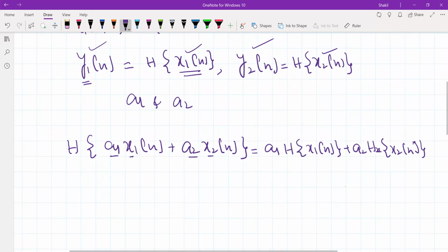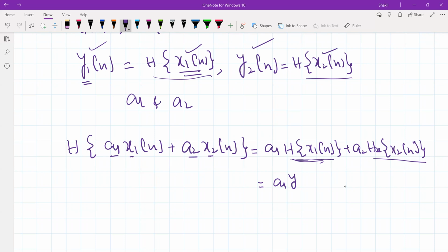So what's going on here? When we apply the weighted sum of inputs to the system, the output is simply the weighted sum of the responses for the individual inputs. The response for x1n is this, and similarly the response for x2n is this. So when the input is a weighted sum of inputs, the response is the weighted sum of the responses for the individual inputs, which you can also write in terms of y. Then this system is said to be linear. This is the mathematical definition of a linear system.